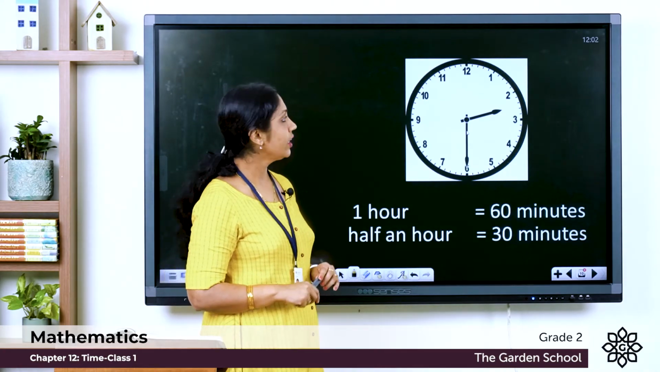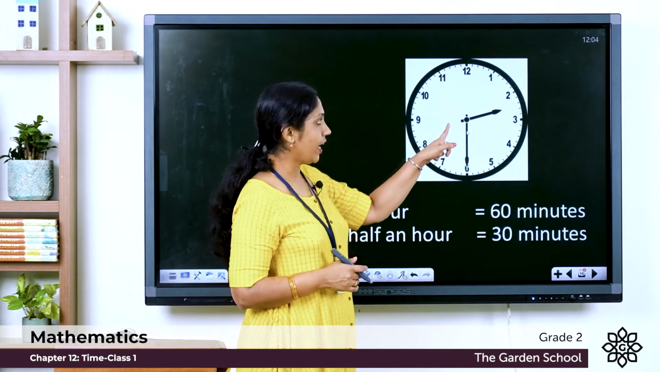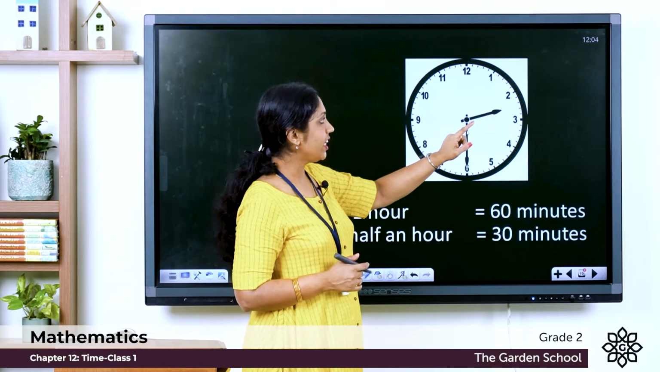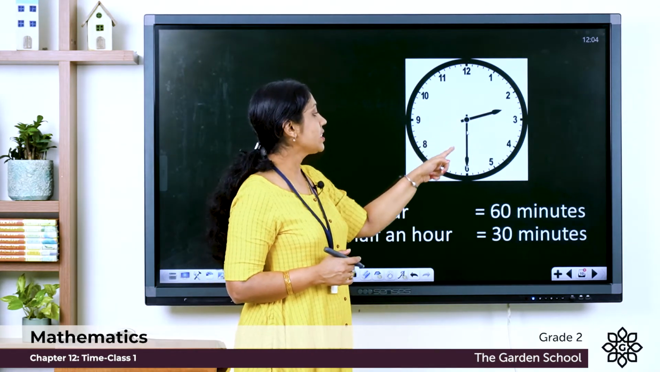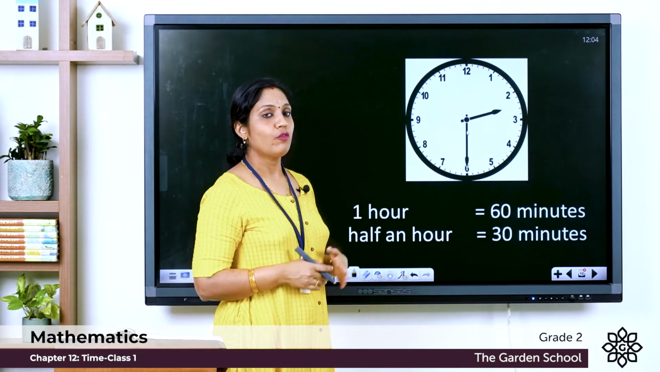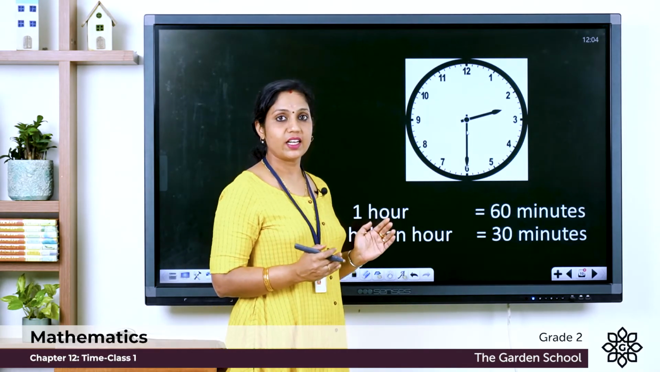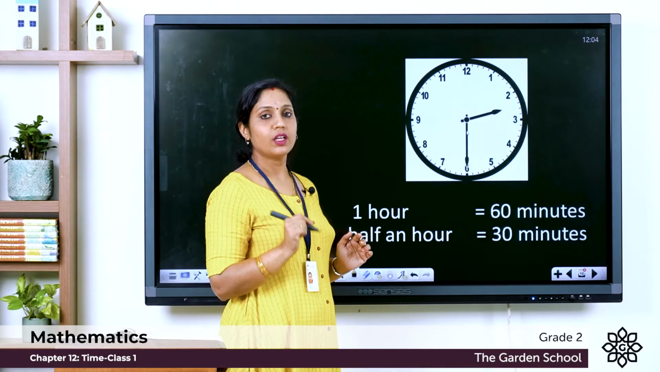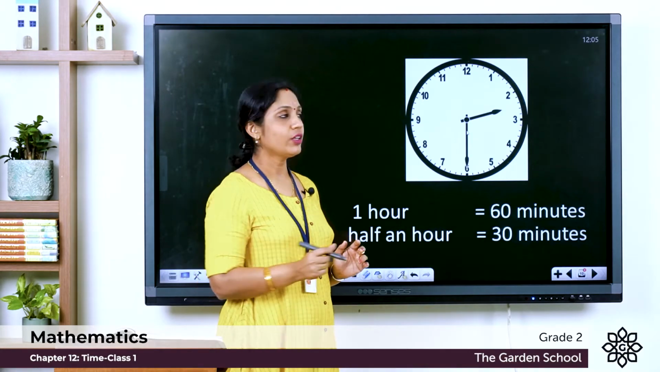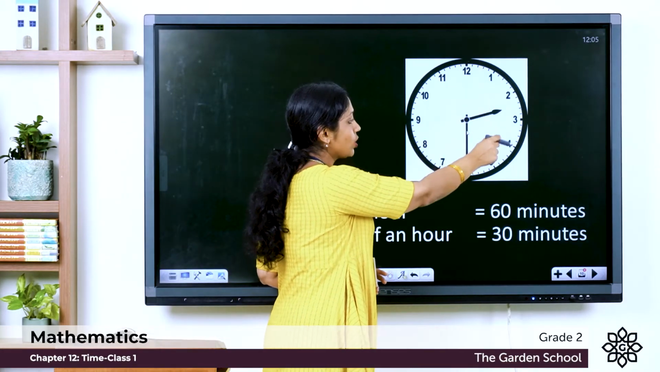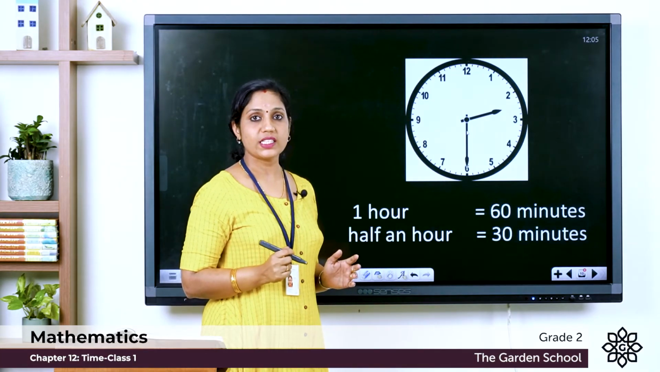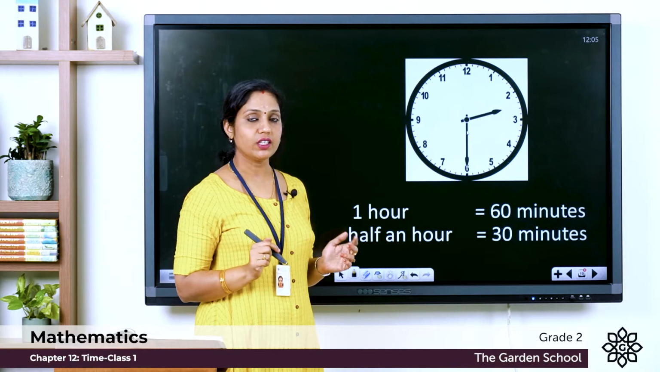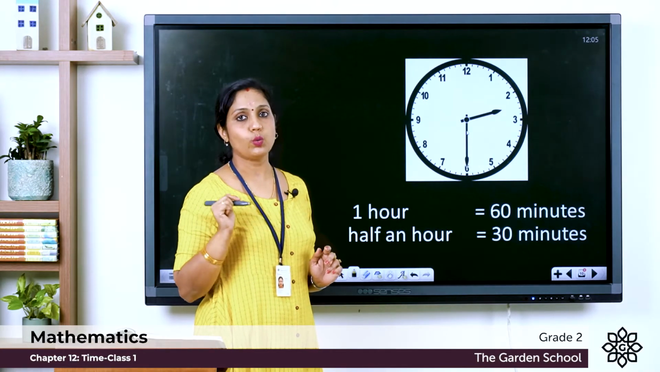Now let's learn. Here you can see that the hour hand, that is the short hand, is in between 2 and 3. And where is the minutes hand? The minutes hand points towards 6. When you see such a time, we can say that it is 2:30. We have already learned that when the minutes hand covers one round, it is 60 minutes, or we can say it is 1 hour.